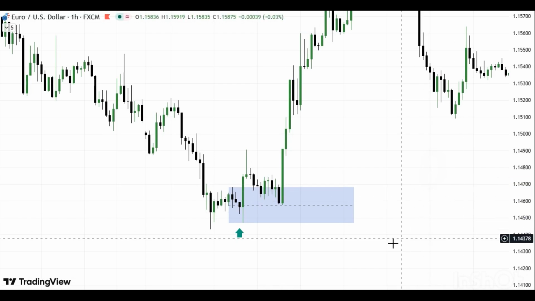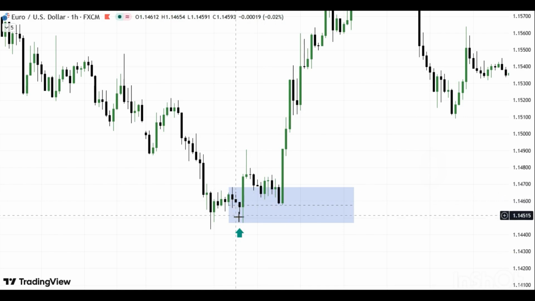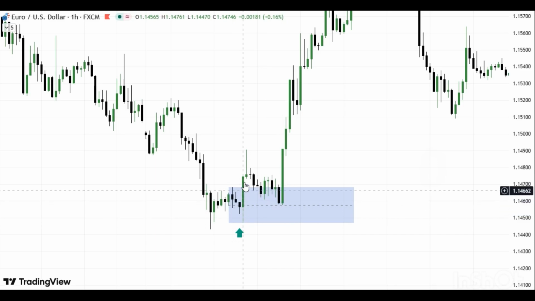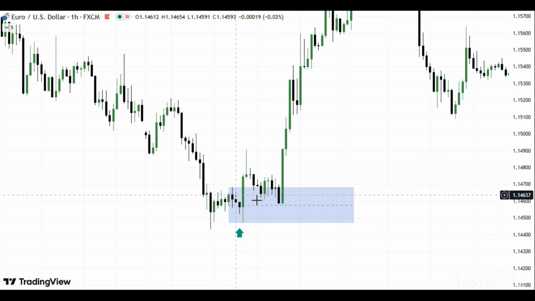Here we have a bullish order block. If you have multiple consecutive bearish candles, like in this example where we have two bearish candles back to back, we consider the entire group of bearish candles as the order block, not just the last candle. So whenever you have 2 or 3 consecutive bearish candles, the whole range becomes the order block, not only the final candle. As you can see, price eventually moves through the order block.